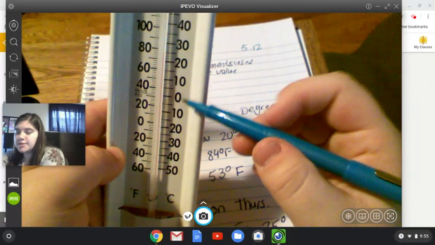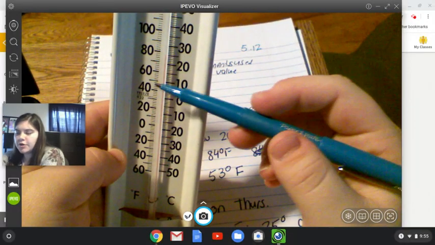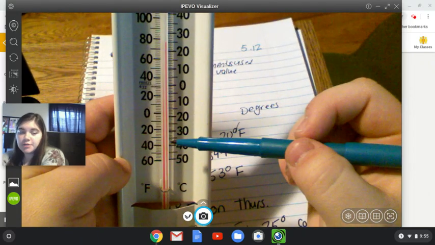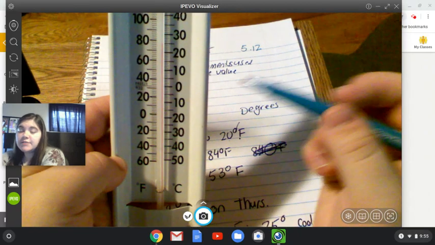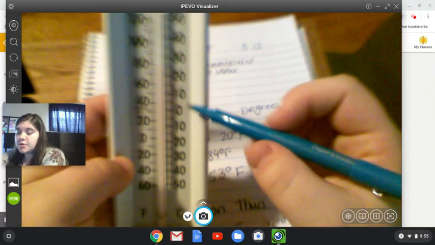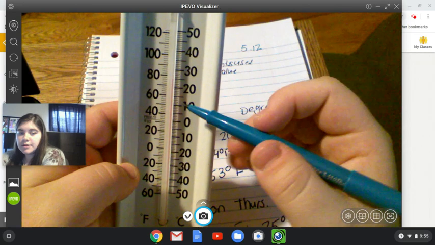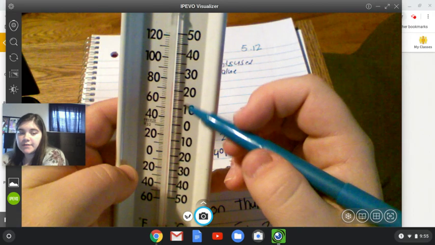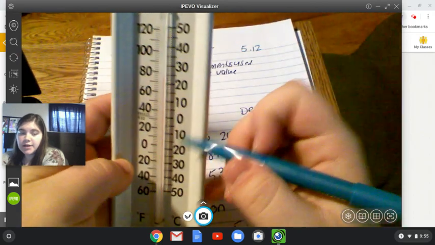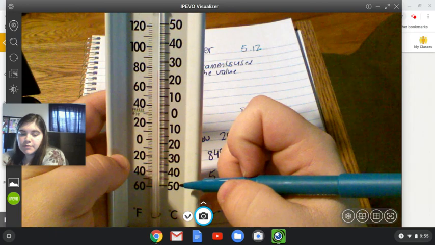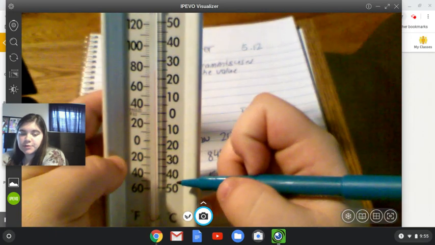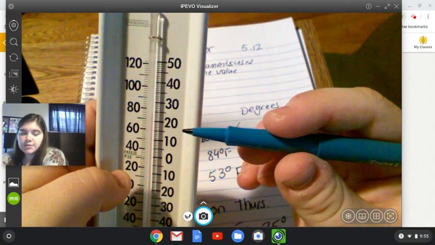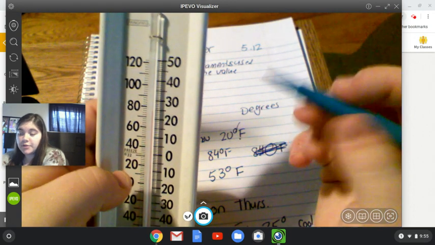I'm still counting by, for Celsius on this side, they're counting by tens, whereas Fahrenheit was by 20s. So make sure you double check your scale, even though I'm using the same thermometer. So if I'm counting by tens, that means that each thick line that's not labeled is for 5. So I have 50 degrees below 0, 45 degrees below 0, 40 degrees below 0, 10 degrees above 0, 15 degrees above 0, 20 degrees above 0, and so forth.